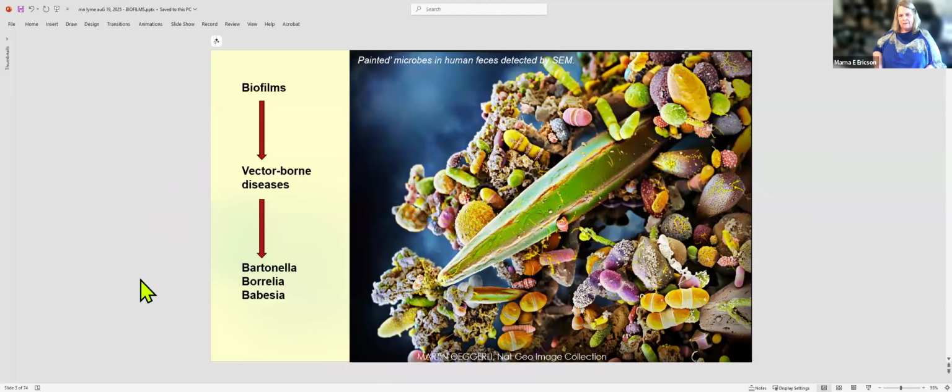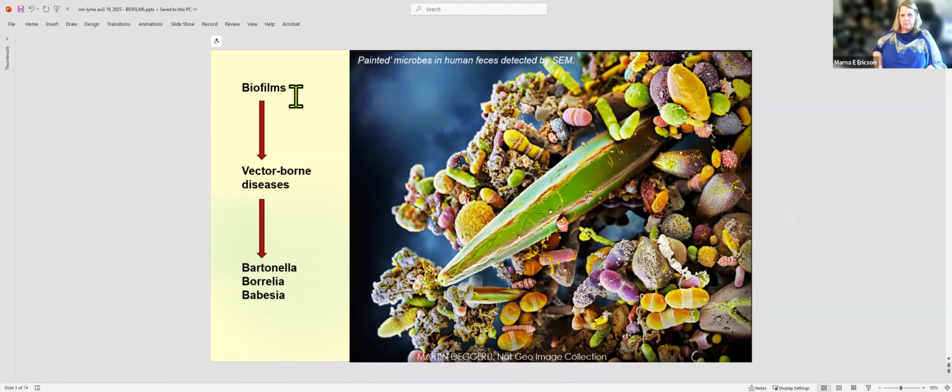So I'm going to talk about biofilms. I love this picture. I just found this on the internet, and this is a scanning EM, so you can see all the three-dimensional shapes. They've pseudo-colored all the different organisms in this feces sample with different colors, and it's kind of like, oh my.